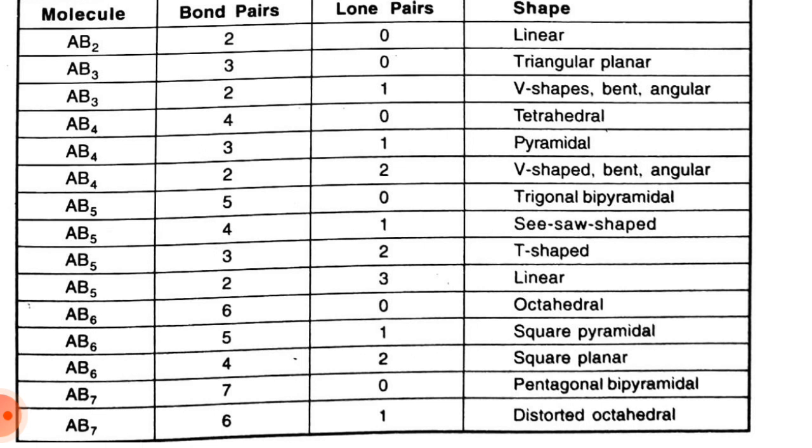Molecule AB5, bond pair 5, lone pair 0, shape is trigonal bipyramidal. AB5, bond pair 4, lone pair 1, seesaw-shaped. AB5, bond pair 3, lone pair 2, shape is T-shaped. AB5, bond pair 2, lone pair 3, shape is linear.